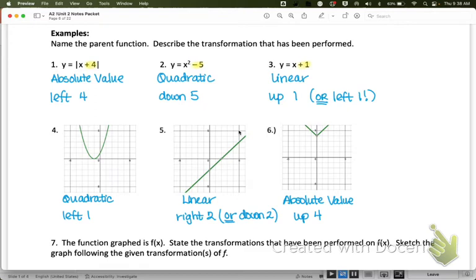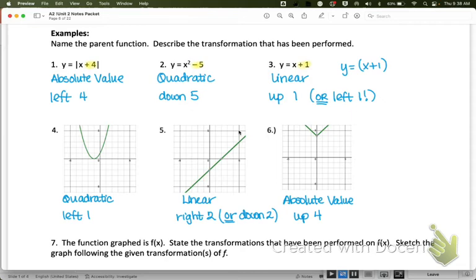Now, number 3, and we can kind of think about number 5 also, linear is weird because it could be either. I could think of this as y equals x plus 1, and I say the plus 1 happens after y equals x, outside y equals x, so that moves it up 1. But if I were to write it like this, y equals x plus 1, that also looks like it goes to the left 1. Now, it is the same thing.